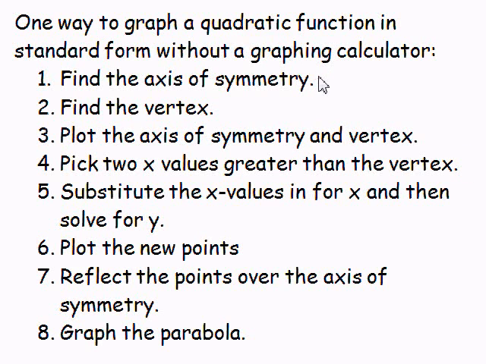And the way we're going to do this is we're going to find the axis of symmetry, then we're going to use that x value to find the vertex, as stated before. Then we're going to plot the axis of symmetry and the vertex. We're going to pick a couple of x values bigger than the vertex, substitute those in for x, solve for y, plot the new points, reflect the points over the axis of symmetry, and then graph the parabola. Sounds like a lot of work, but it actually goes fairly quickly.